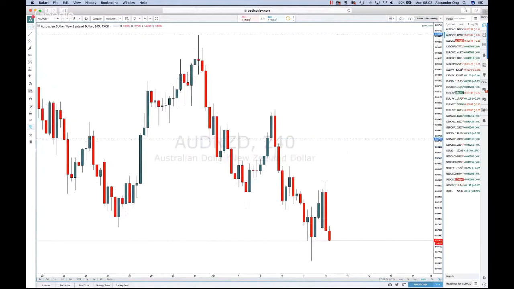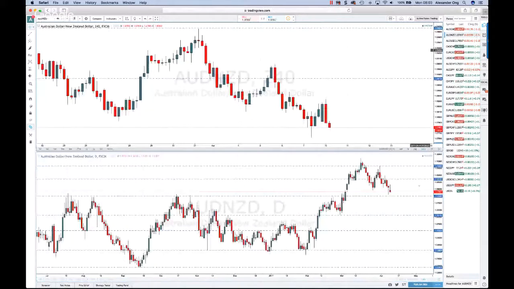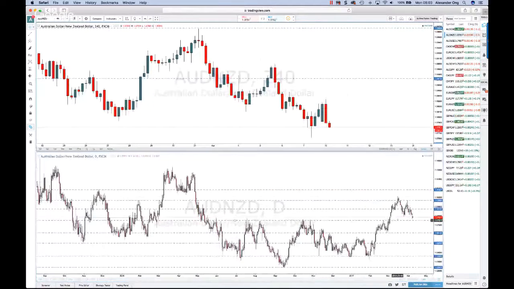On the Aussie New Zealand, this one's had a nice momentum move to the upside. It's pulling back here. We've identified this level for quite a few weeks now, the 1.0747. So around this area here is where we really want to get long. It's pulling back here because this previous level of resistance could now act as support.